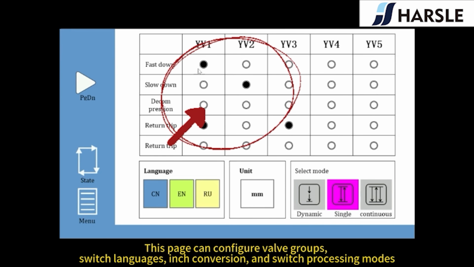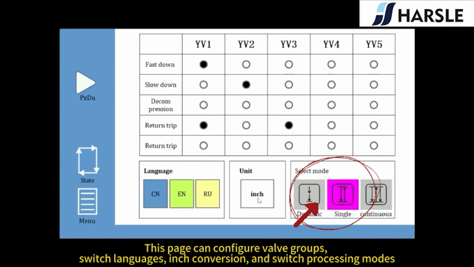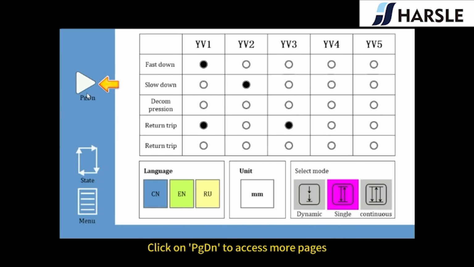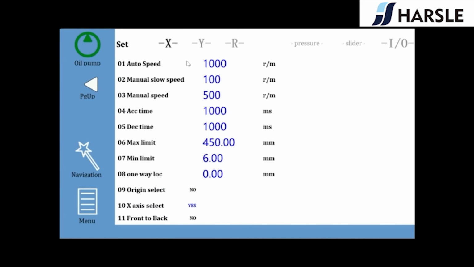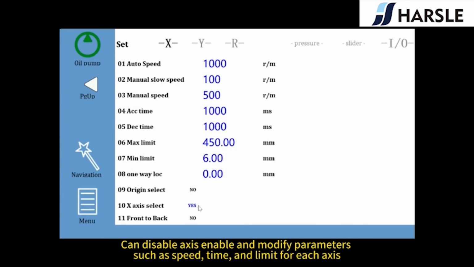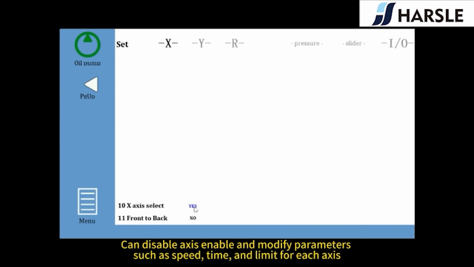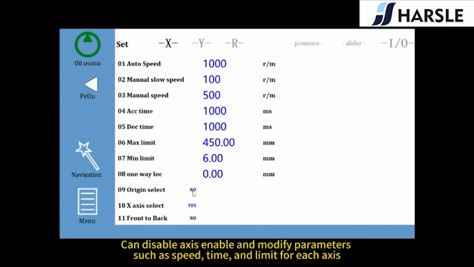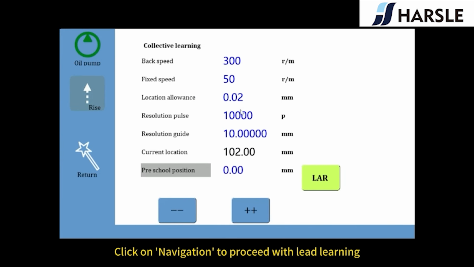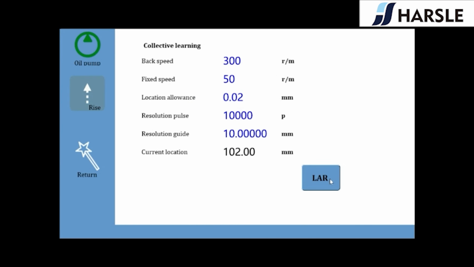This page can configure valve groups, switch languages, inch conversion, and switch processing modes. Click on PGDN to access more pages. Can disable axis enable and modify parameters, such as speed, time, and limit for each axis. Click on Navigation to proceed with lead learning.